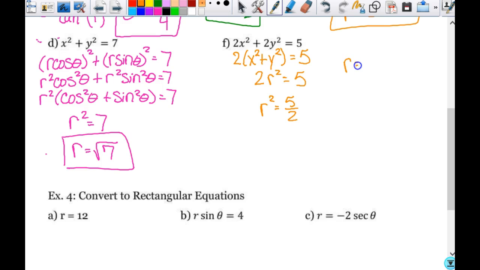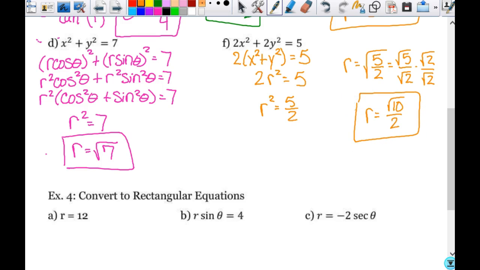So r is equal to the square root of 5 halves, which is the same as the square root of 5 over the square root of 2. And what's wrong with this answer? Can't have a square root in the denominator, so I got to rationalize whether you write it out or not. You still have to do it. So r is equal to the square root of 10 over 2. Because when I just give you a radius and you're in the polar coordinate system, it's just graphing a circle. And that's what that would graph right there as well. Okay. Are we good? Any questions?